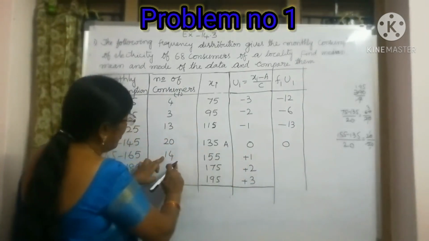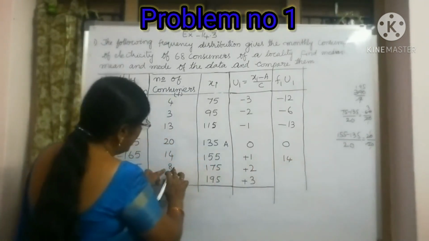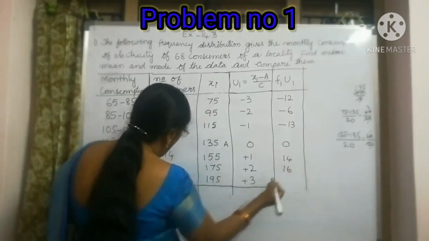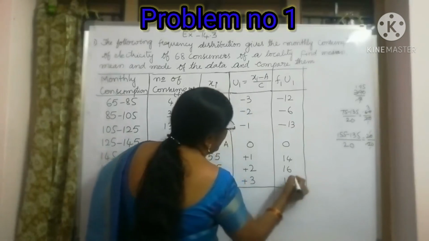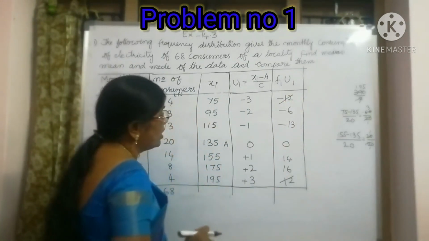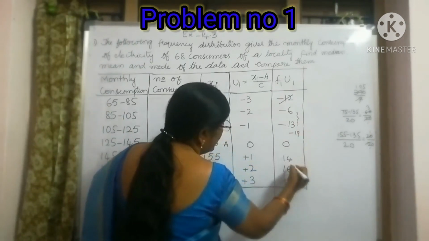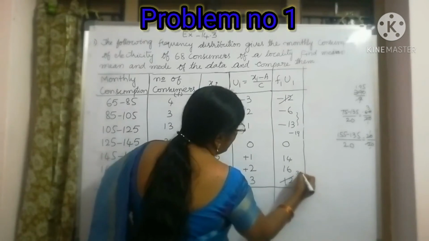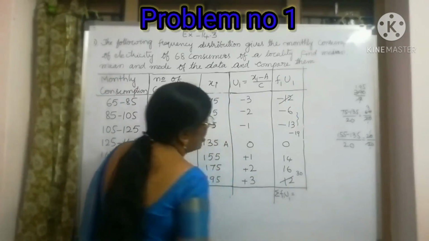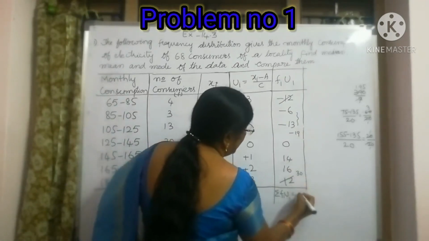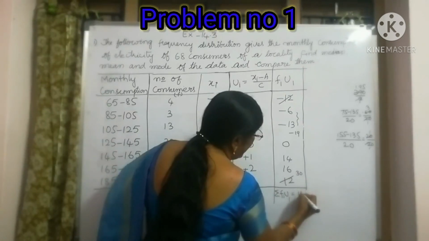14 into 1. fi is 14, ui is 1, so 14 ones are 14. This one is 8 twos are 16, and here 4 threes are 12. This plus 12 and minus 12 will get cancelled. So this total will be minus 19, and here this is 30. So sigma fi ui is 30 minus 19, that is 11.